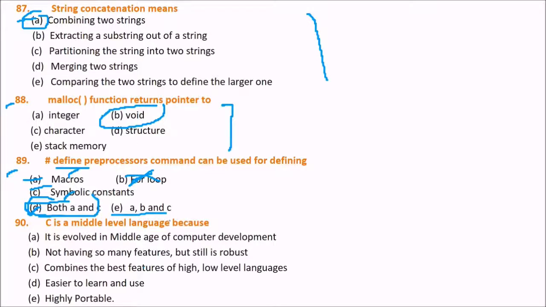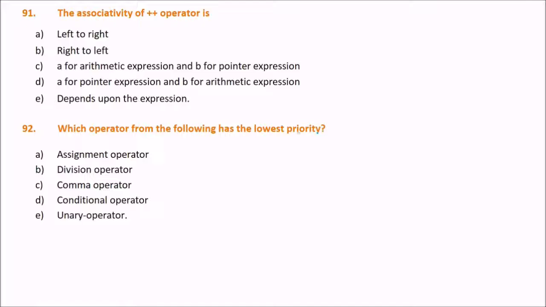Next is, C is a middle level language. Why is C a middle level language? So these are the options for you. Tell me the answer. The answer is C. It combines the best features of high and low level languages. High level languages means English like languages. Low level languages means those which can manage system calls, or you can say near to your assembly language.